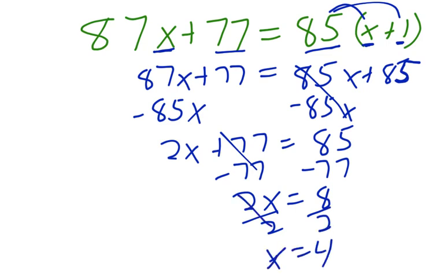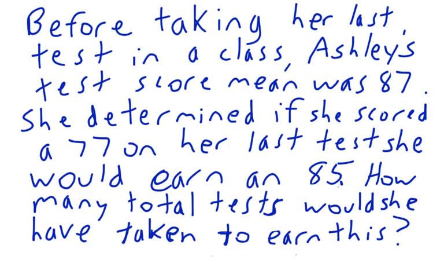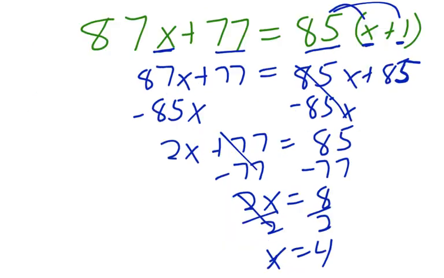And remember, x stands for the number of tests before her last test. And if you'll recall, it says total tests, including that last one, so we need to add 1 to that. So it would be 5 total tests. Did you get that right? If not, rewind it and try it again.